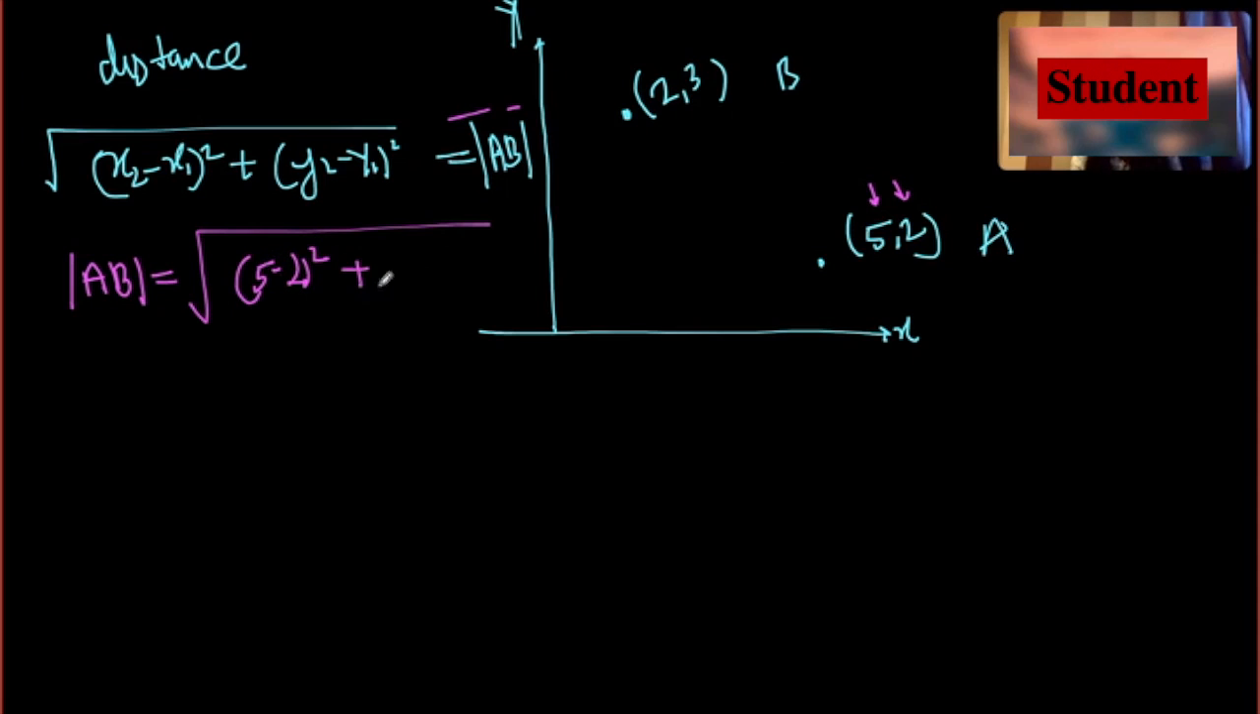Yeah, that's 9, right? And then 2 minus 3 whole square. How much is that? If you are squaring any number, always remember, you will always get a positive number. So minus 1 whole square, that's plus 1. So your answer is under root 10. Is that okay?